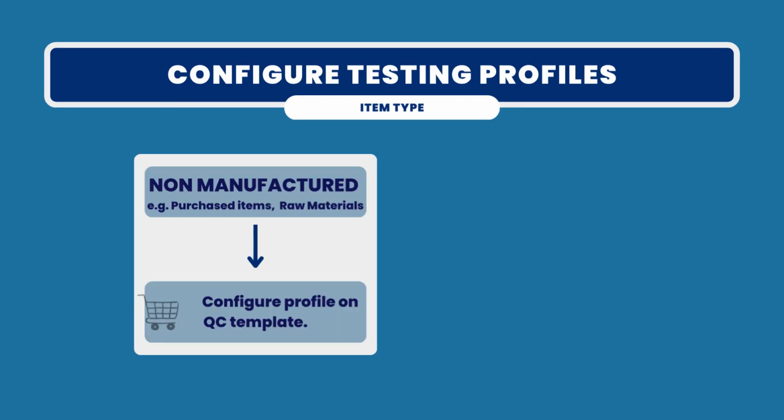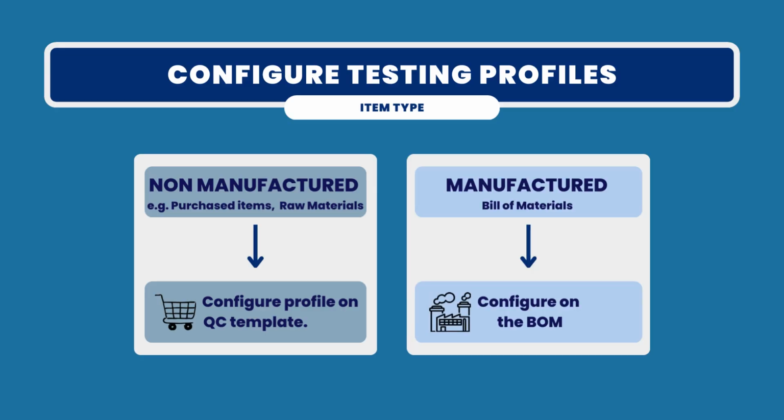The next step is to configure a testing profile for the different products you want to test. There is a key distinction between product types. One type is a purchased item or an item you do not manufacture yourself. The testing profile is configured on a QC template. The other type is a manufactured item where you have a bill of materials in the system. The testing profile is configured on the bill of materials for that item.